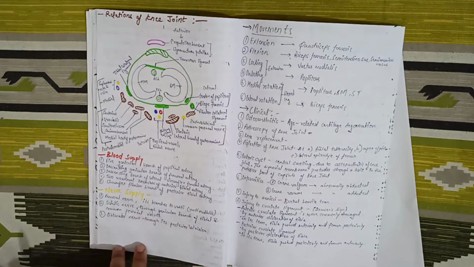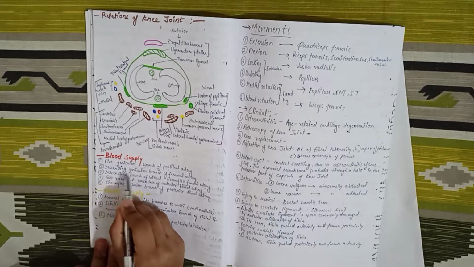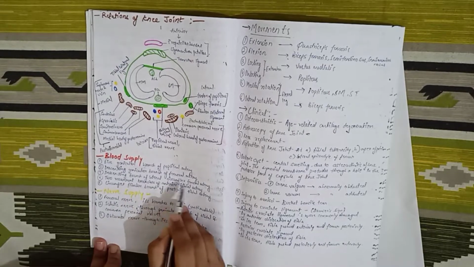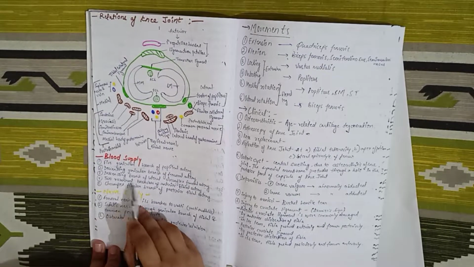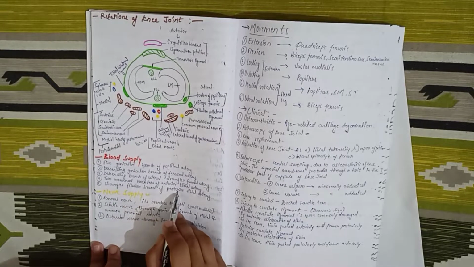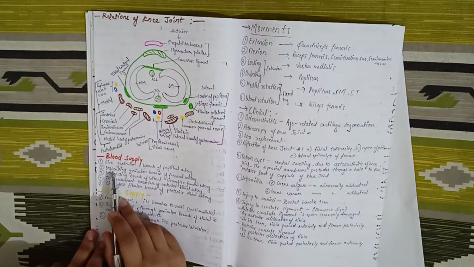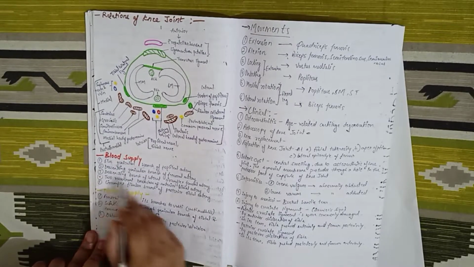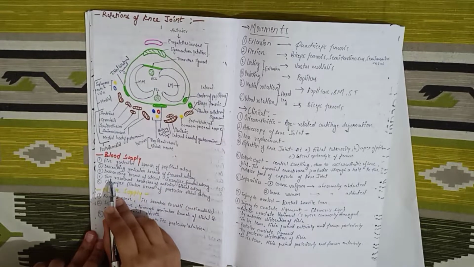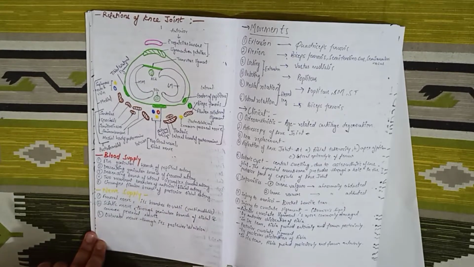Now this joint is supplied by five genicular branches of the popliteal artery, the descending genicular branch of the femoral artery, the descending branch of the lateral circumflex femoral artery, two recurrent branches of the anterior tibial artery, and the circumflex fibular branch of the posterior tibial artery. So there are five arteries. First, the genicular branches; second, the femoral artery; third, the lateral circumflex femoral artery; fourth, two recurrent branches of the anterior tibial artery; and fifth, the circumflex fibular branch of the posterior tibial artery.